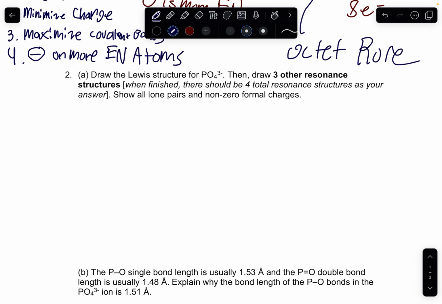All right. Number 2, we're drawing the Lewis structure for PO4 3-. That's the phosphate ion. And then we have to draw 3 other resonance structures. So let's start out. Hopefully this is kind of second nature by now, but let's start out with our process so we can count the number of valence electrons. Here we have 5 from phosphorus, 6 times 4, and then plus 3. What this ends up being is 8 plus 24, which is 32.